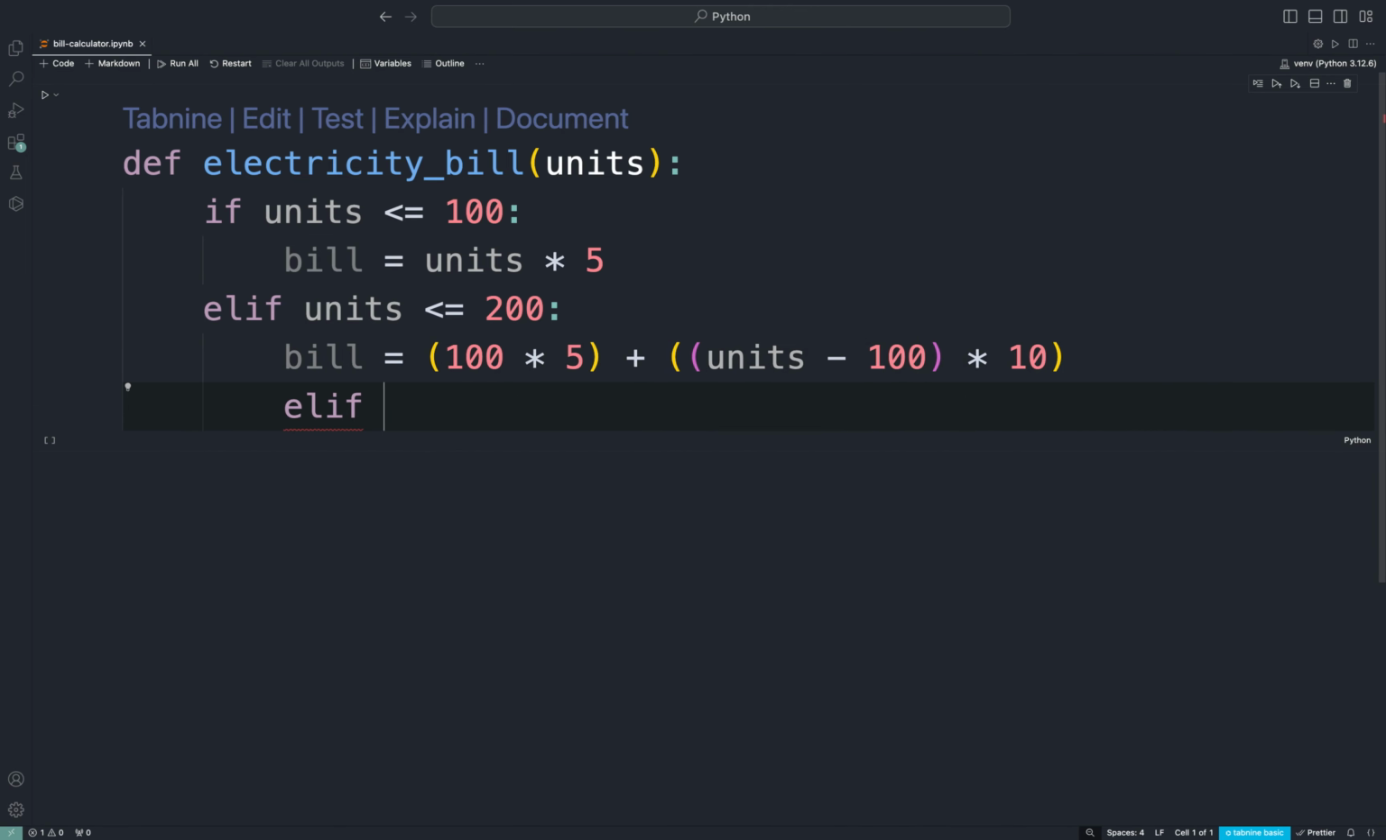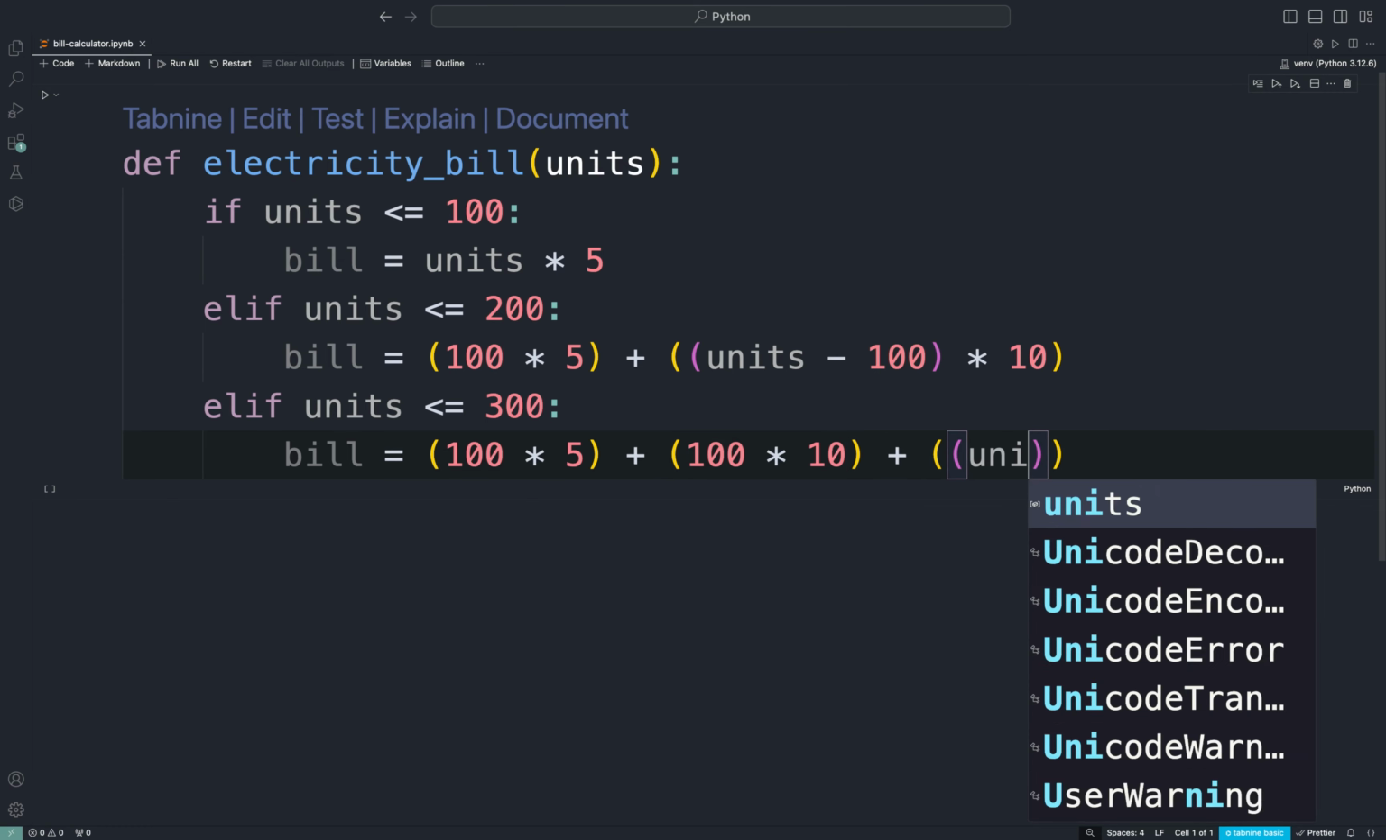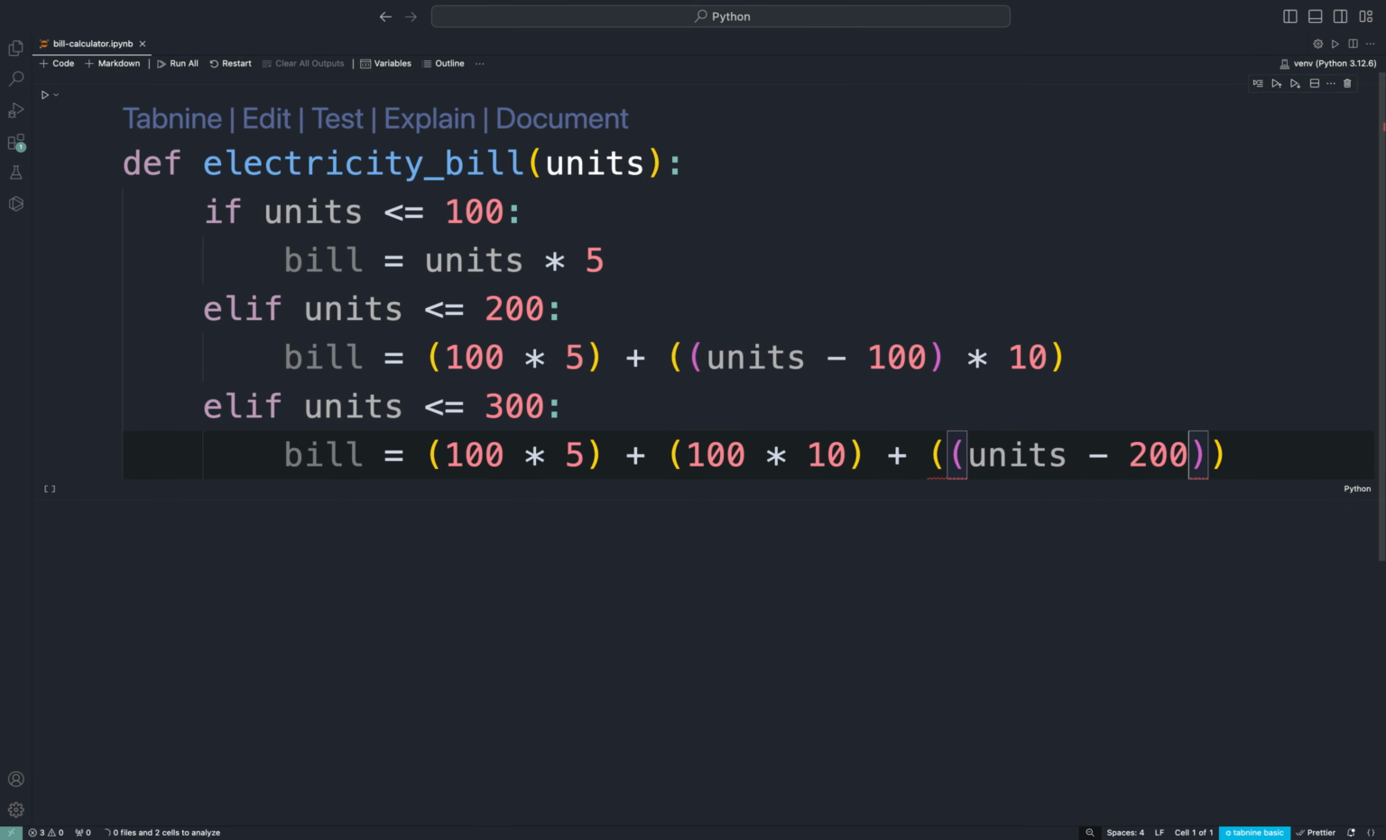For consumption between 201 to 300 units, the program calculates the cost for the first 100 units at 5 rupees per unit, then calculates the cost for the next 100 units from 101 to 200 at 10 rupees per unit, then calculates the cost of the remaining units from 201 to 300 at 15 rupees per unit, and then adds these three costs to compute the total bill.